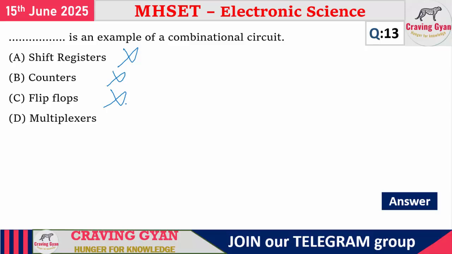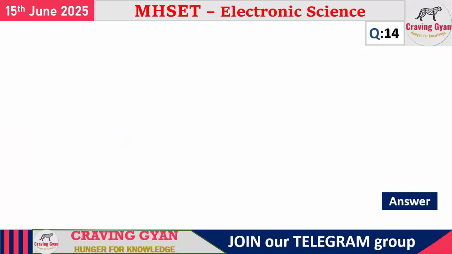Flip-flop is a bistable element. It is a sequential circuit. So the multiplexer is a combinational circuit which will have 2 power n inputs, but only one output. It will be driven with the help of n select lines. So the multiplexer is a combinational circuit. For the 13th question, the corresponding option that is going to follow is option D is correct.